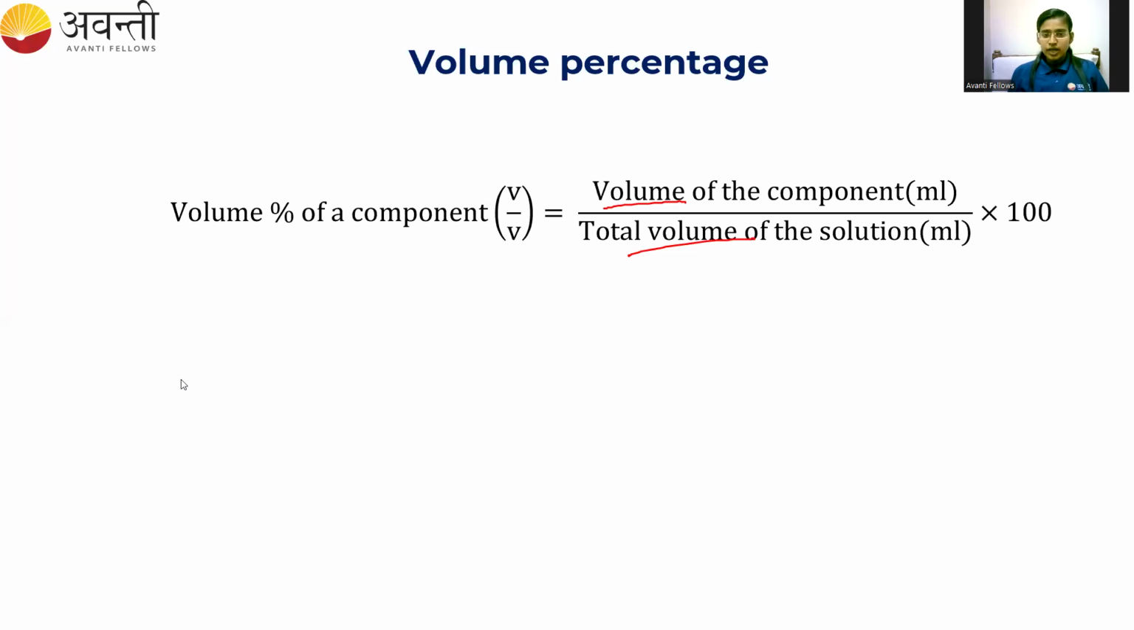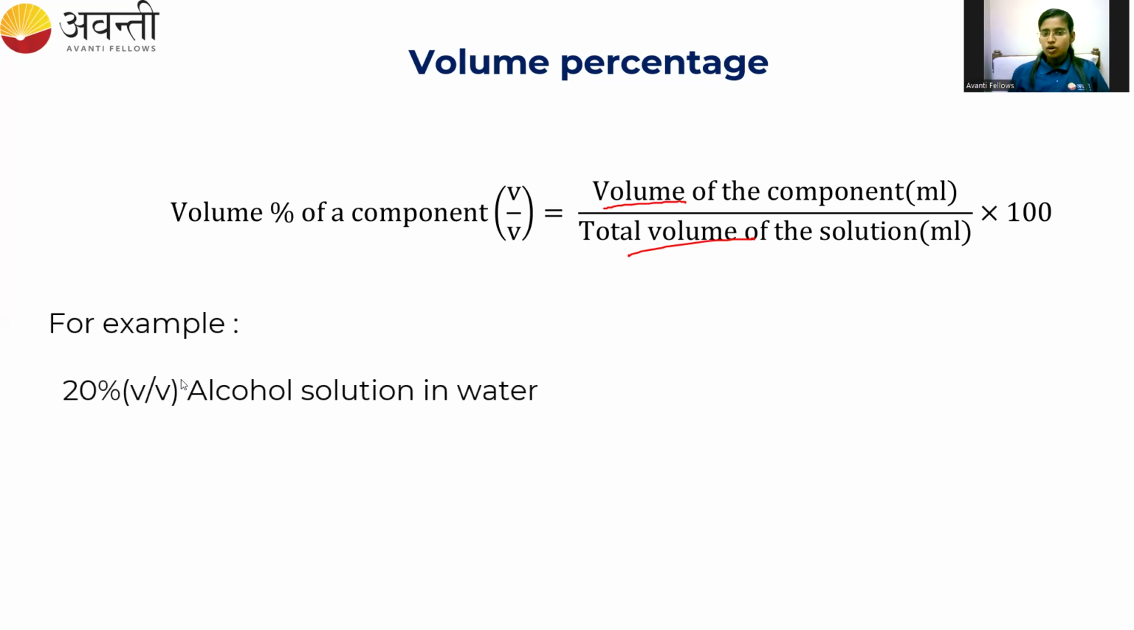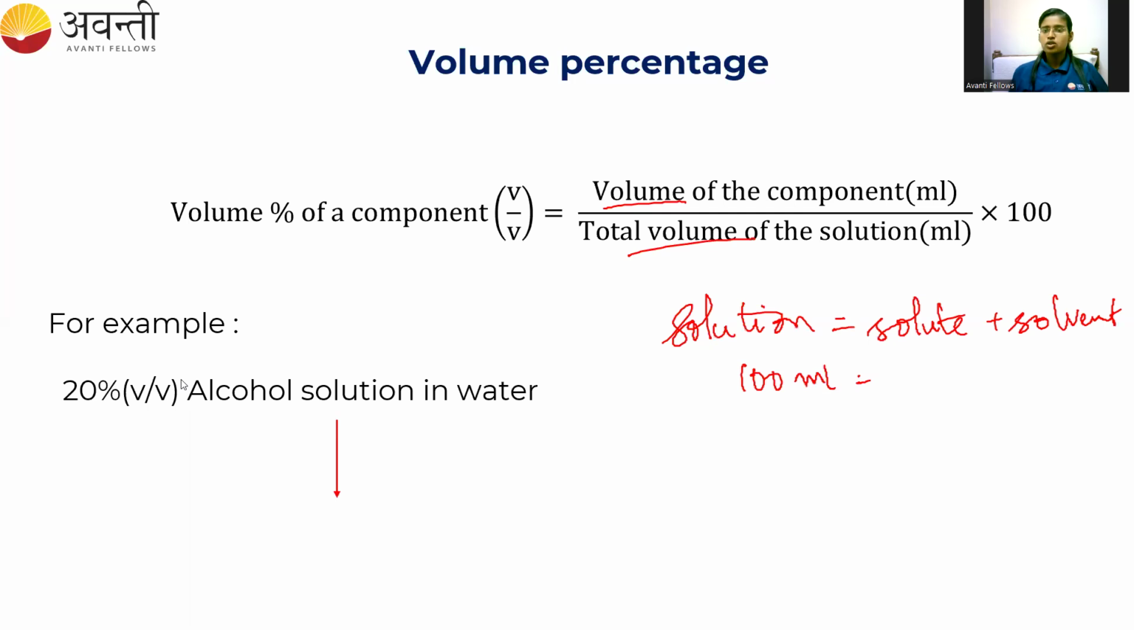So example, 20% volume by volume alcohol solution in water. What is the meaning of this statement? Can anyone tell me the meaning of this statement? So we have a solution, which is solute plus solvent. Solution will be, it is percentage, so it is 100 ml. And here, how much is the solute? What is the volume of solute here?